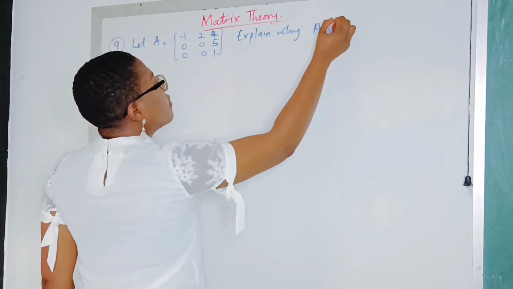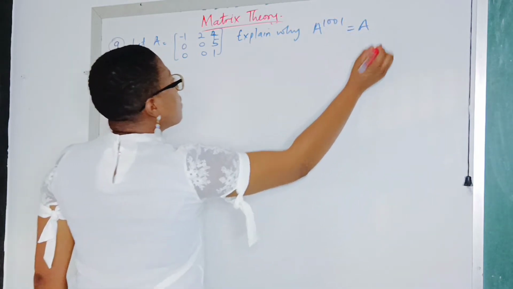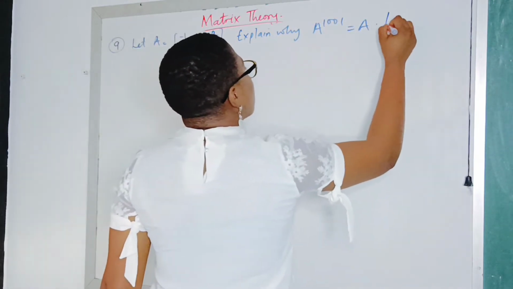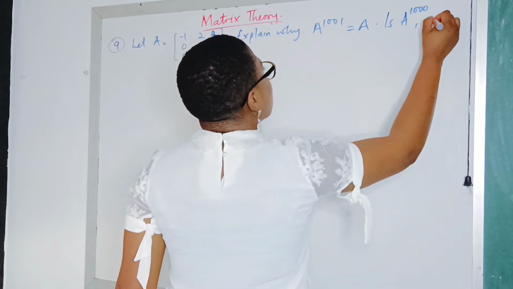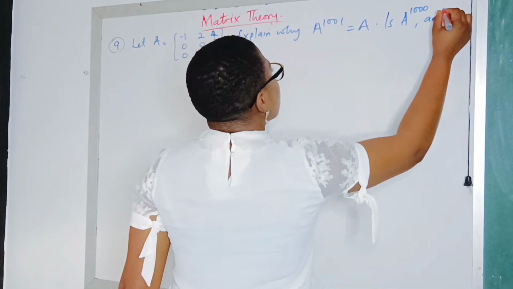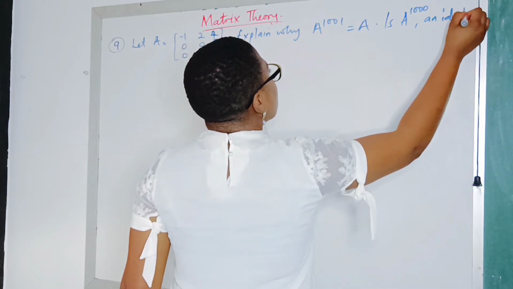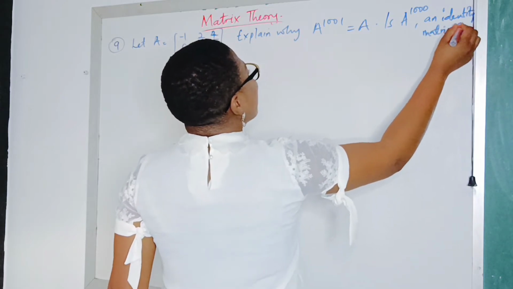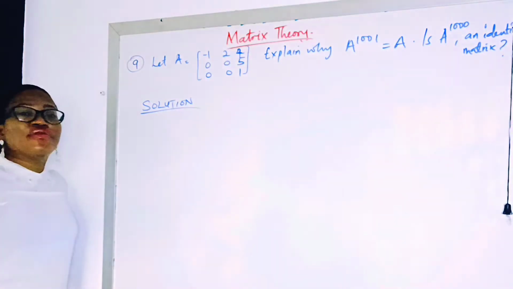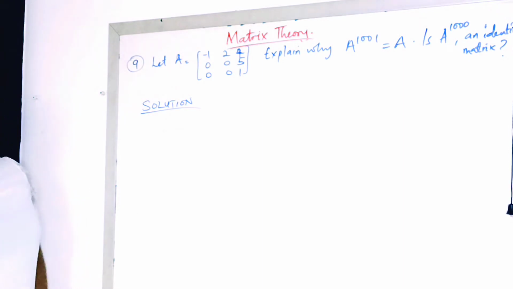Is A to the power 1000 an identity matrix? They ask to explain why A to the power 1001 is equal to A. Then the next is: is A raised to the power 1000 an identity matrix? How do you solve A to the power 1000? When I saw this question, I was also afraid. There's nothing to fear.